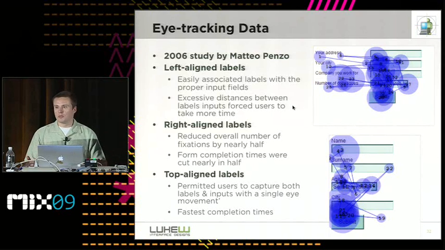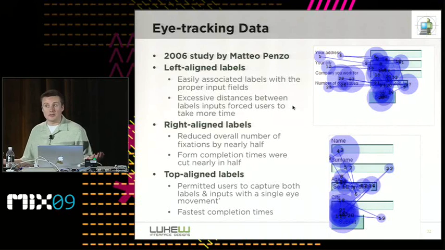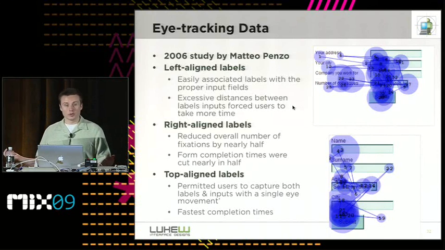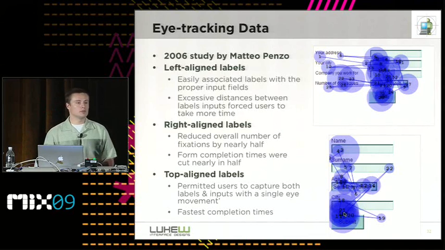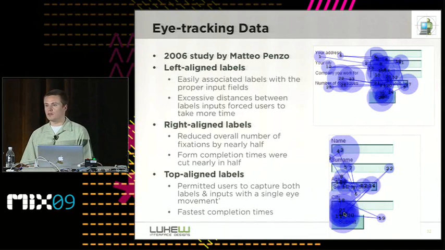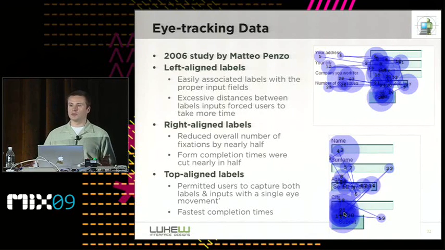So when you get that web form, if you can get somebody through something half as fast, sounds pretty good, right? Top-align labels were even faster than that. They were about 10 to 15% faster than the right-align labels. So that's a pretty substantial amount of savings across a full form or across multiple forms and so forth.